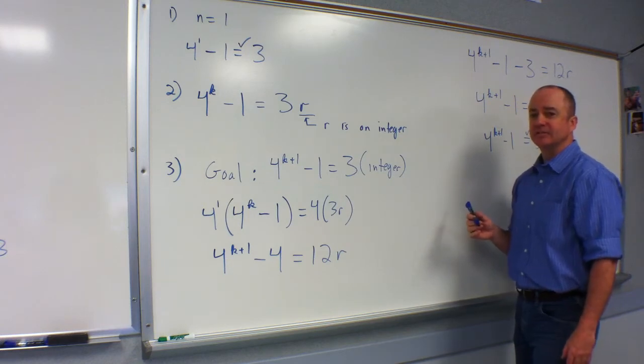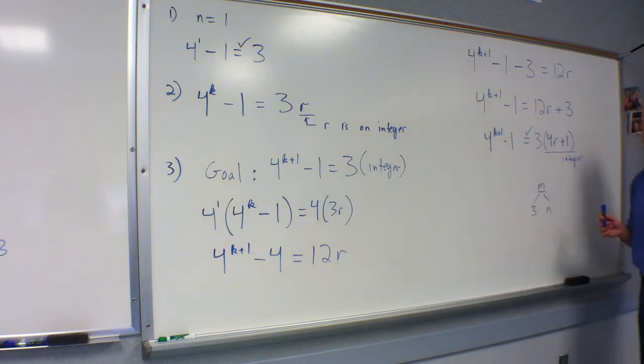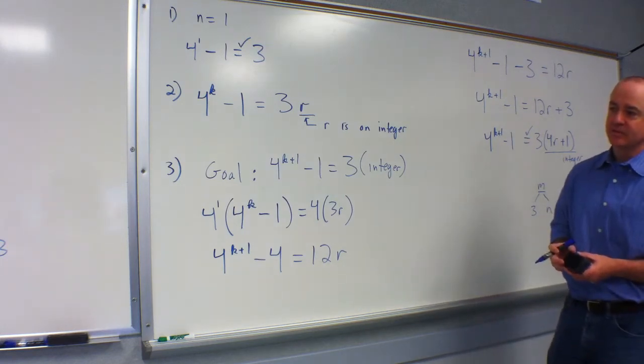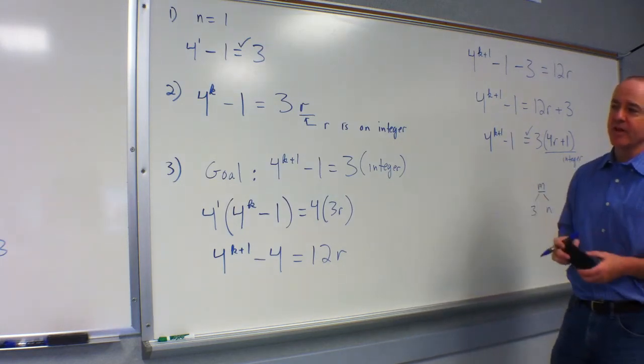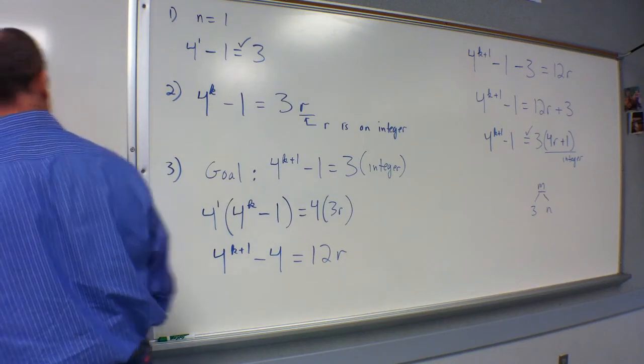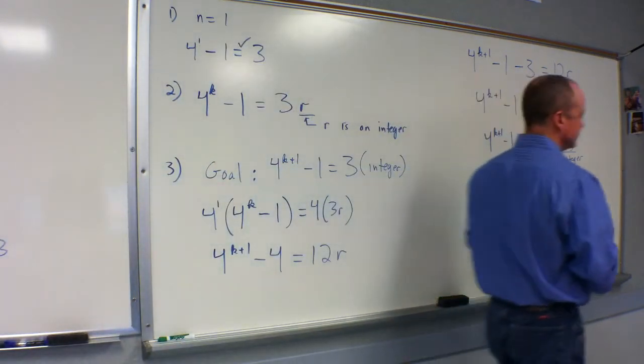So on a question, would it give us that, and then we have to prove 4 to the n minus 1 will always be divisible by 3? Yep. And we've done that.